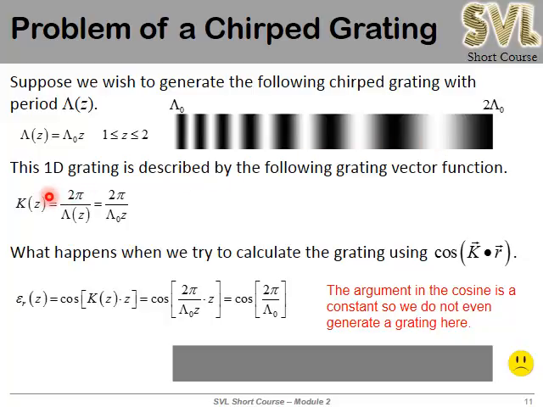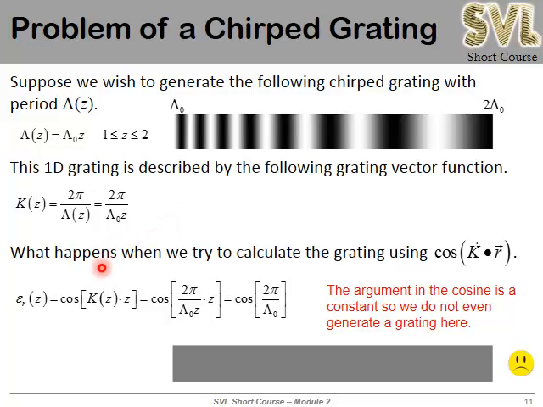Well, let's see what its grating vector function will look like. We can write this as a scalar because we're just talking about spatial variance in one direction, so it's only dependent on z. It's defined as 2 pi over the period, and the period is lambda naught z. So our k as a function of z is 2 pi divided by this constant lambda naught, and also divided by z.